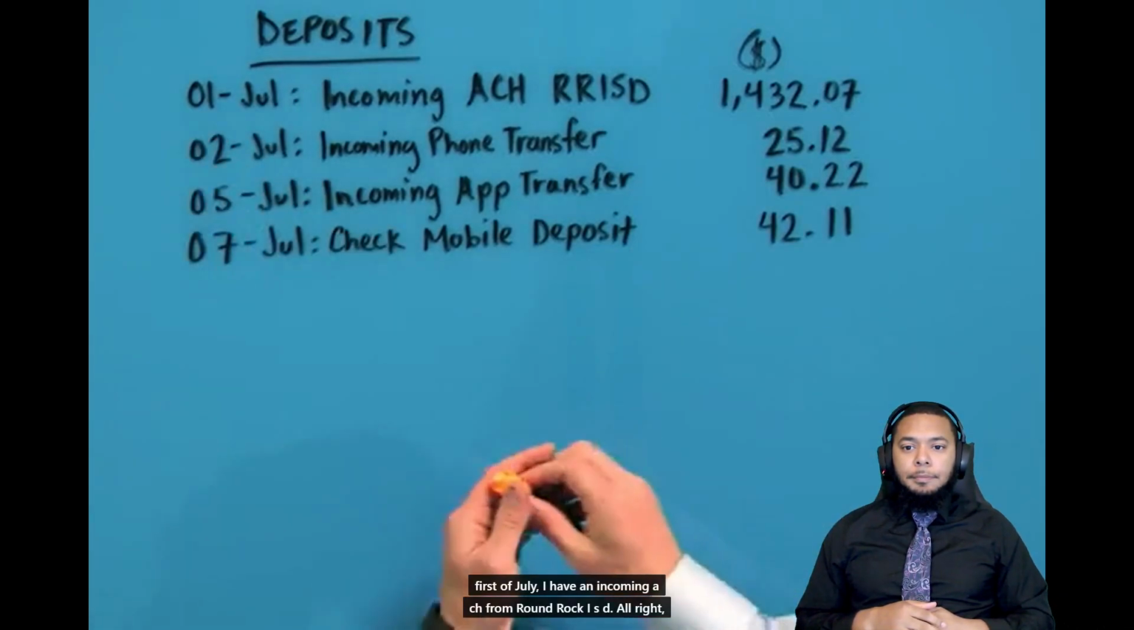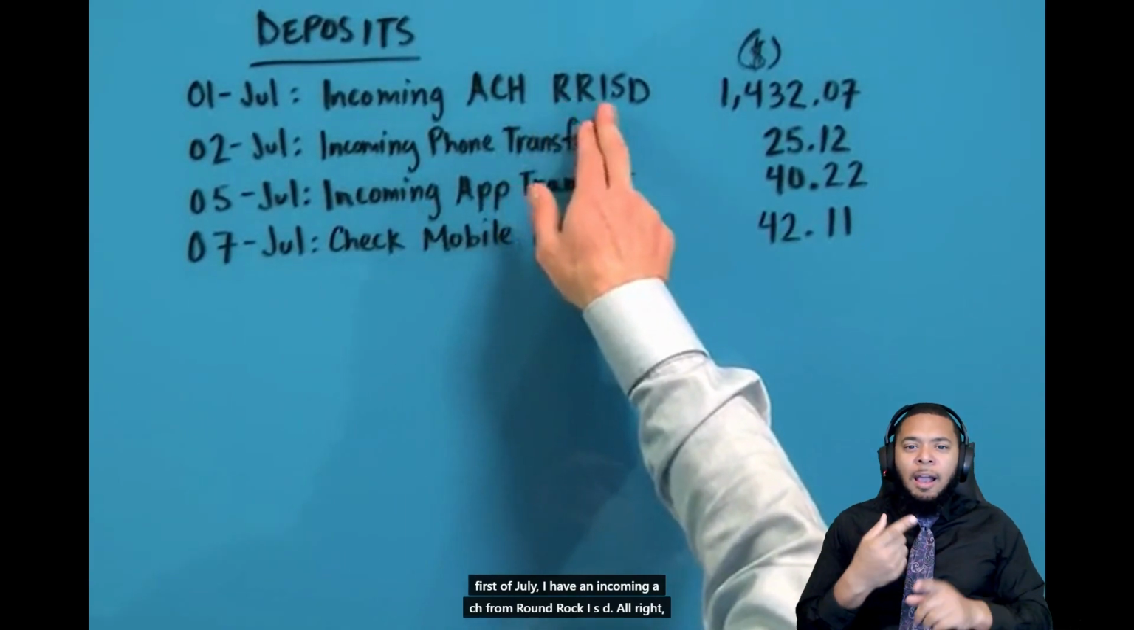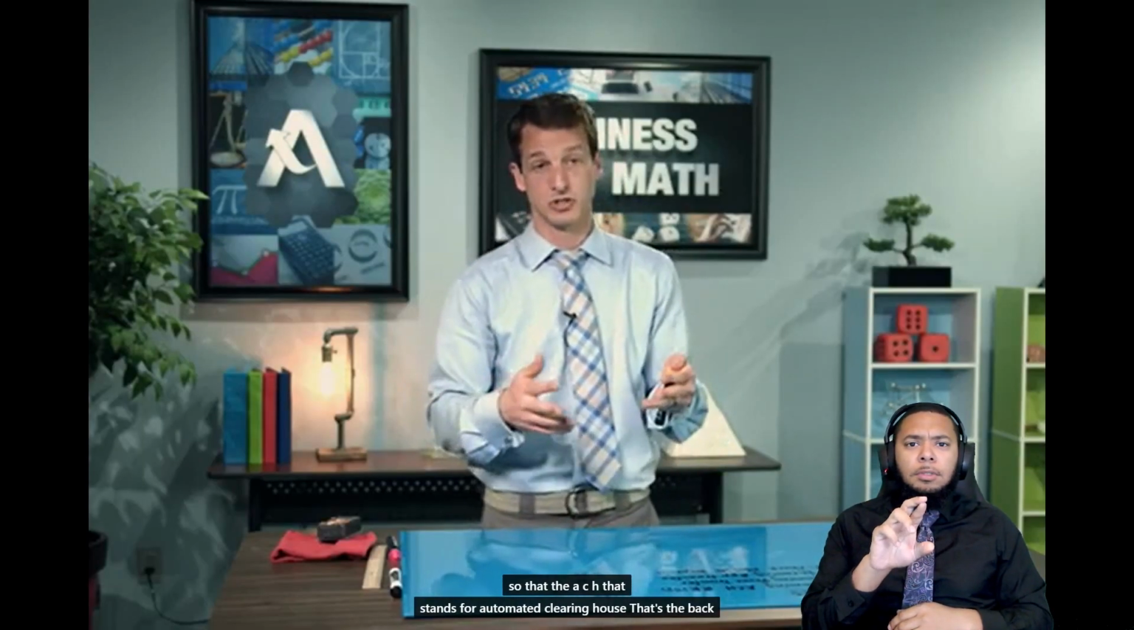Welcome back, and I want to show you a deposit statement from my bank. And you're going to see all these different types of incoming transfers, and that's money that's coming to me that's growing my bank account balance. So on the 1st of July, I have an incoming ACH from Round Rock ISD. All right, so the ACH, that stands for Automated Clearing House. That's the back end of whenever money's being sent electronically. The ACH helps make sure that it gets to its intended destination.